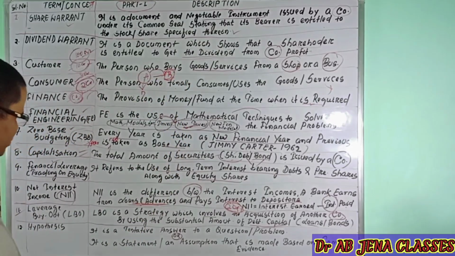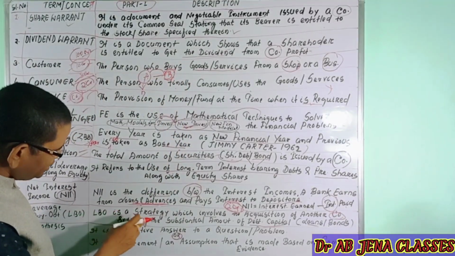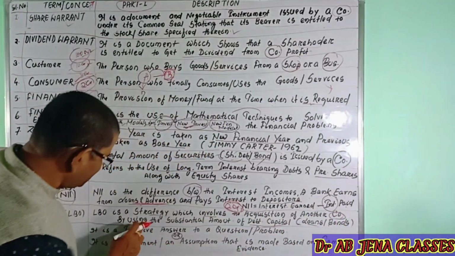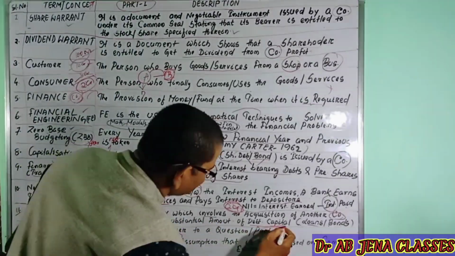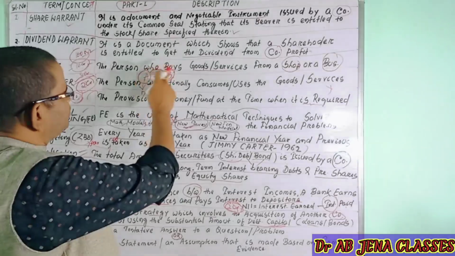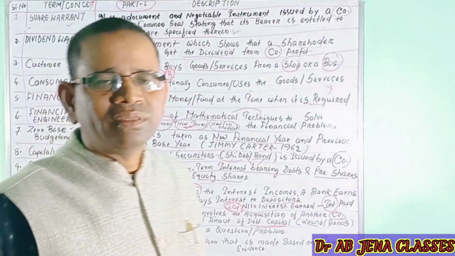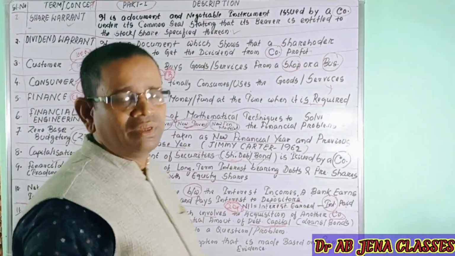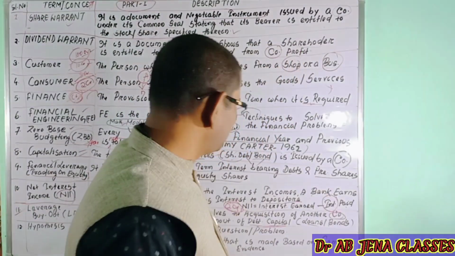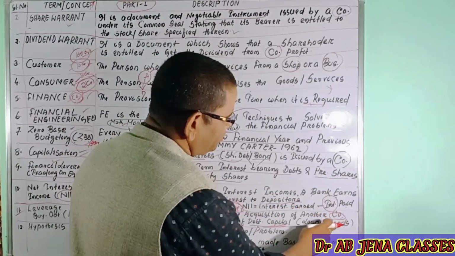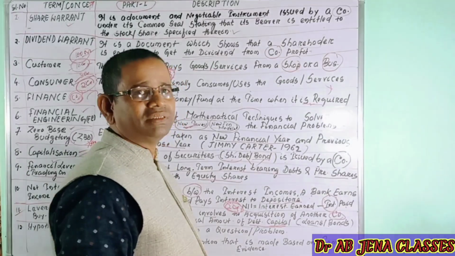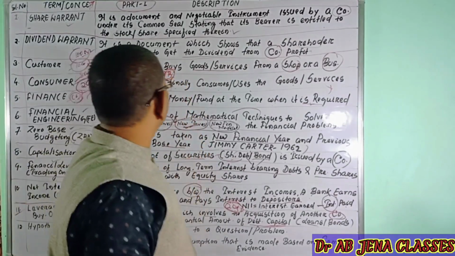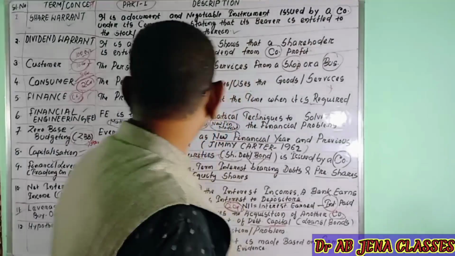So that's why LBO is a financial strategy which involves the acquisition of another company by using a substantial amount of debt capital. When A company acquires B company, A will require a huge amount of funds. In this situation, A company will borrow a loan from a financial institution, as well as issue bonds or debentures to the general public. Then after getting the required amount, A will pay the final consideration to B company. So now you are clear.